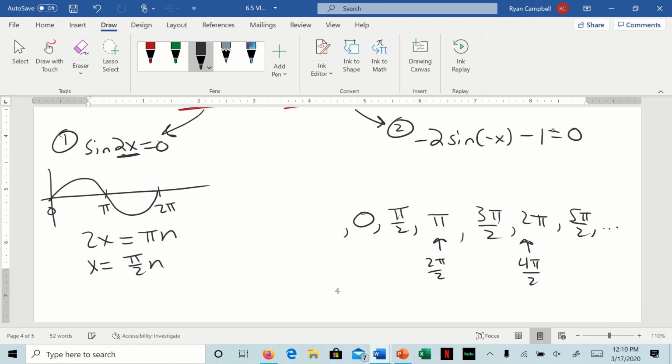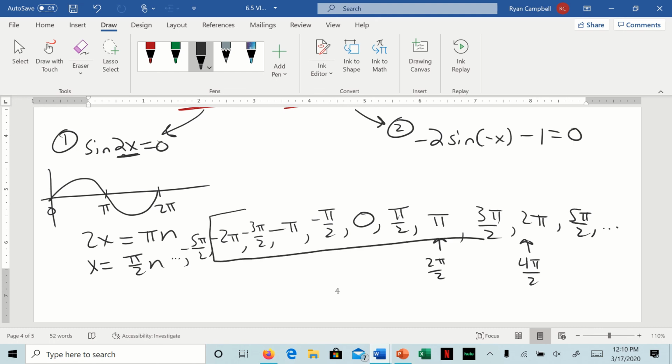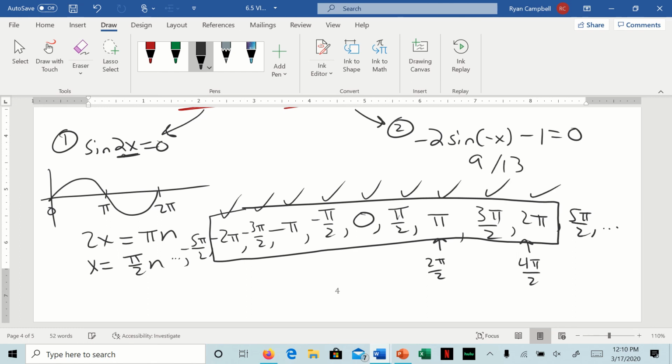We can go to the negatives. Negative pi over 2, negative pi, negative 3 pi over 2, negative 2 pi, negative 5 pi over 2, and that also goes on forever, right? So we're looking at what are all the ones between negative 2 pi and 2 pi inclusive. We see it's all of these. All right, so which means that we have 1, 2, 3, 4, 5, 6, 7, 8, 9. We already got 9 out of the 13. So we just need to get 4 more. So that was easy. Cool, maybe this isn't as long as we thought it was.